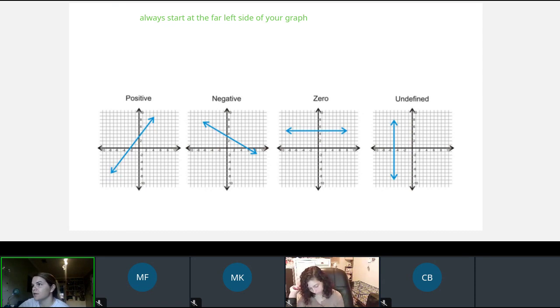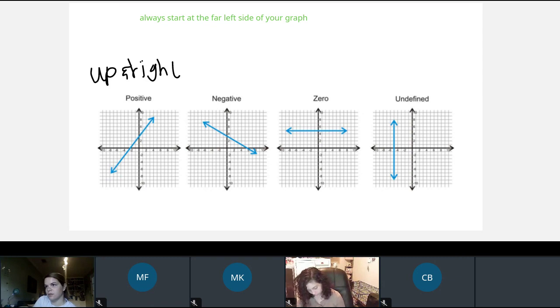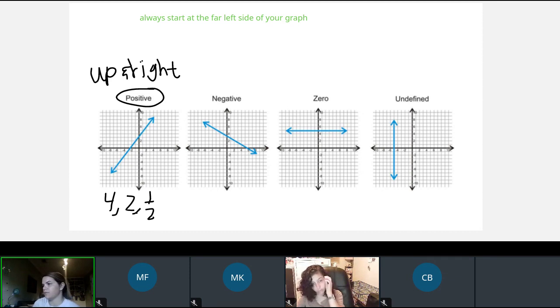If your graph is going up and to the right, it has a positive slope, which means you're going to get positive numbers. 4, 2, even 1/2. That's still positive. It does not have a negative sign in front of it.